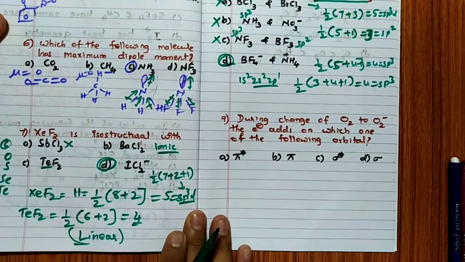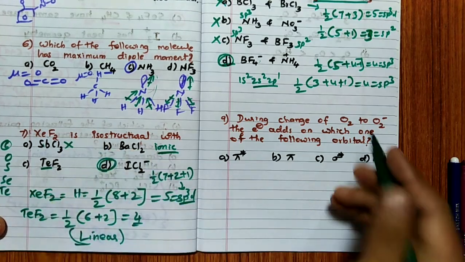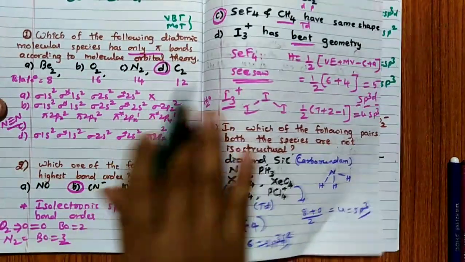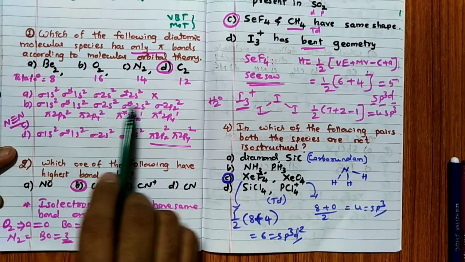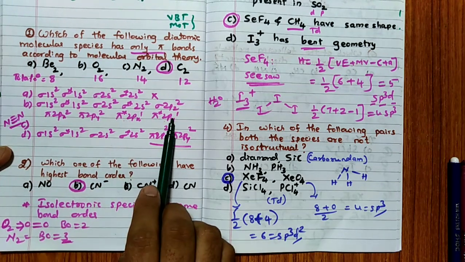Then, during change of O2 to O2 minus, the electron adds to which one of the following orbitals? O2 to O2 minus means 1 electron extra. Correct? So this you have to know. Now the configuration we have already written: sigma 1s2, sigma star 1s2, sigma 2s, sigma star 2s, sigma 2p2, pi 2px2, pi 2py2, pi star 2px and pi star 2py1.